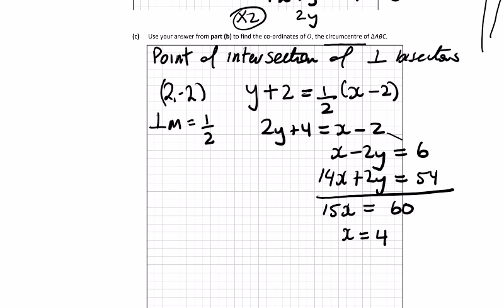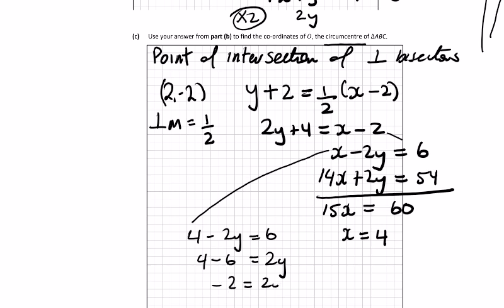And if x is 4, we can use any of the equations. Let's use this one. x minus 2y is equal to 6. 4 minus 2y equals 6. Bringing 2y to the right would make it positive, and we'd have 4 minus 6, let's write it out, 4 minus 6, minus 2, is equal to 2y, so y is equal to minus 1. So the point 4, minus 1 is the circumcenter.